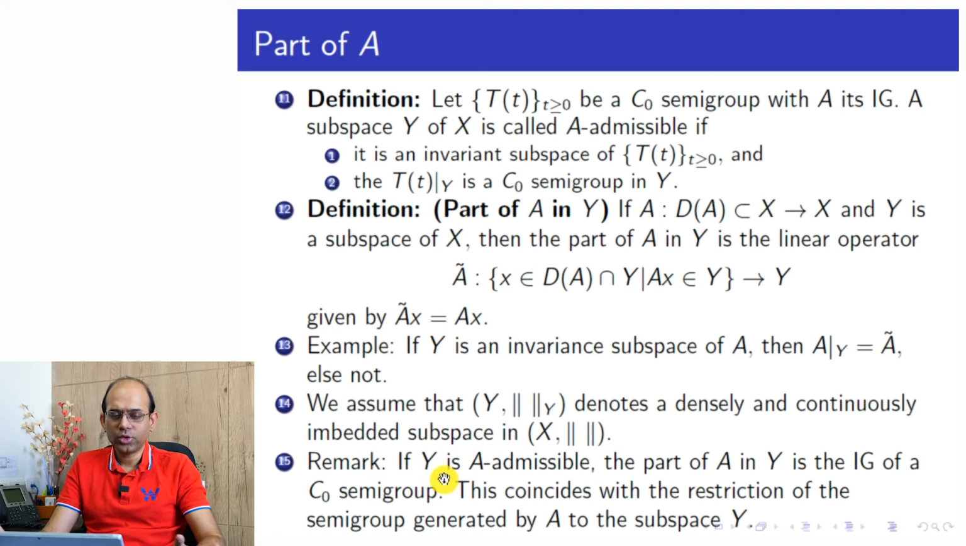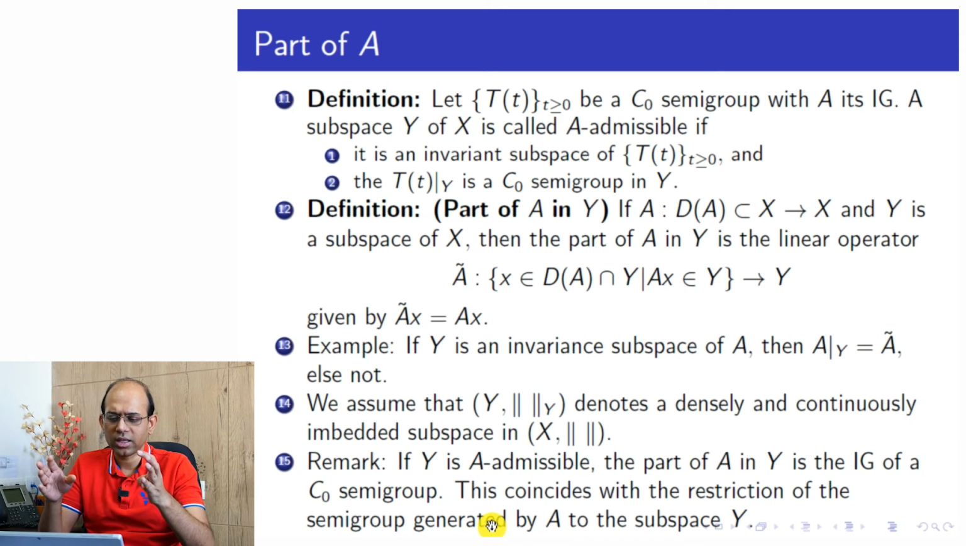So before going to the next slide, we look at this remark: if Y is admissible, the part of A in Y is the infinitesimal generator of a C0 semigroup itself, and this coincides with the restriction of the semigroup generated by A to the subspace Y. So what does it mean? It is like a commuting diagram.